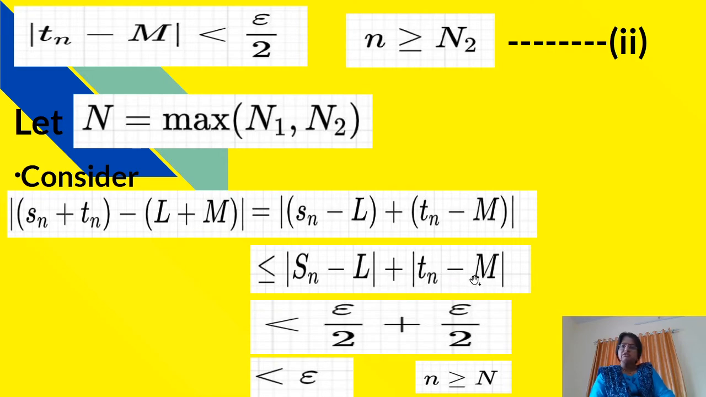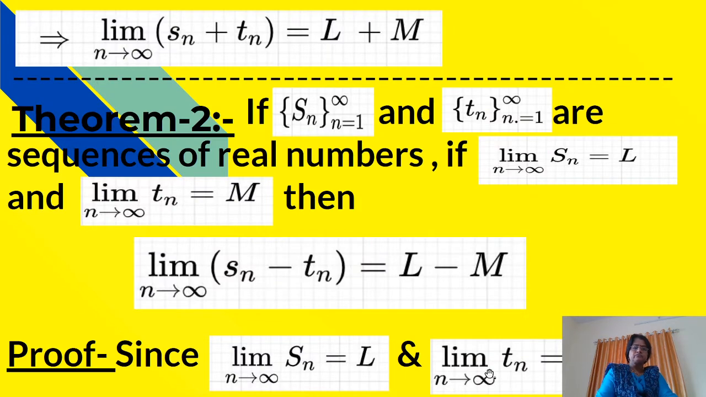Now using equation 1 and 2, we can write this is less than epsilon by 2 plus epsilon by 2, that is less than epsilon. That is, modulus of Sn plus Tn minus, in the bracket, L plus m is less than epsilon for n greater than or equal to N. This implies that limit of Sn plus Tn as n tends to infinity is equal to L plus m.